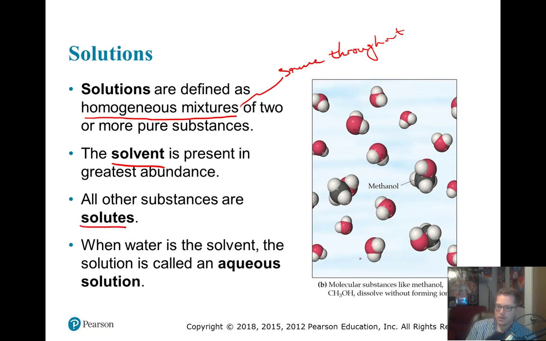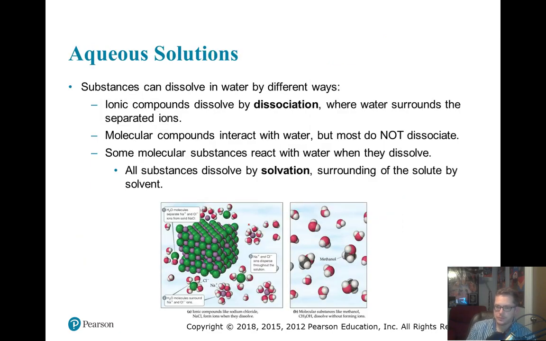So in this picture here, we've got methanol. These are these CH3OHs right here, and water molecules. There's way more water, so that means the water is the solvent, and the methanol is the solute. So specifically, when water is the solvent, we call it an aqueous solution. Aqueous for water.